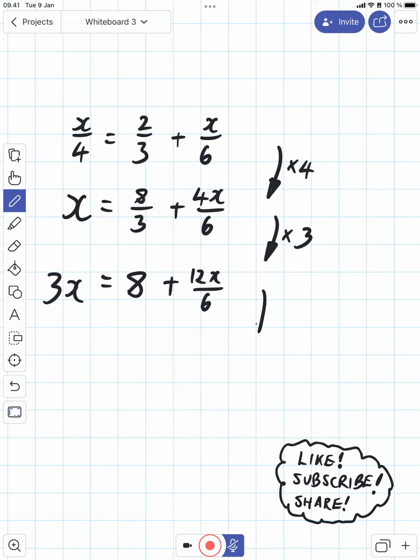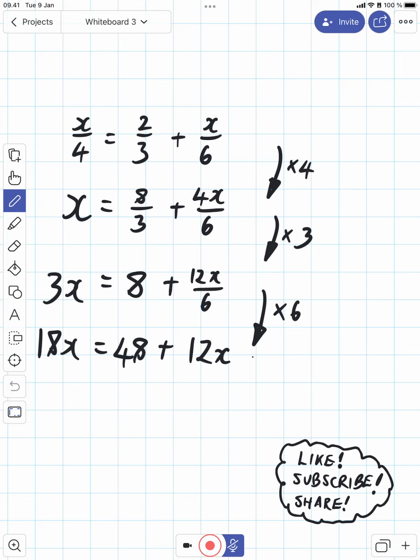Finally, let's get rid of the last fraction by multiplying it by 6. There is another way you could do that, spotting that 12 divided by 6 is 2 anyway, but we'll do it the long way. So multiplying by 6, the 12x over 6 just becomes 12x, but to keep the whole thing balanced, I need to multiply everything else by 6 as well. So the 8 becomes a 48 when I've multiplied it by 6, and the 3x becomes an 18x multiplying that by 6. So I've got 18x equals 48 plus 12x.